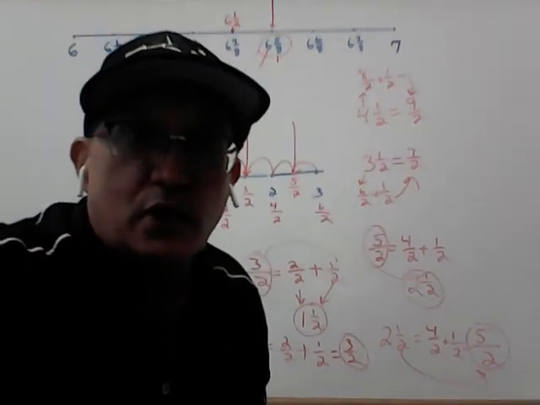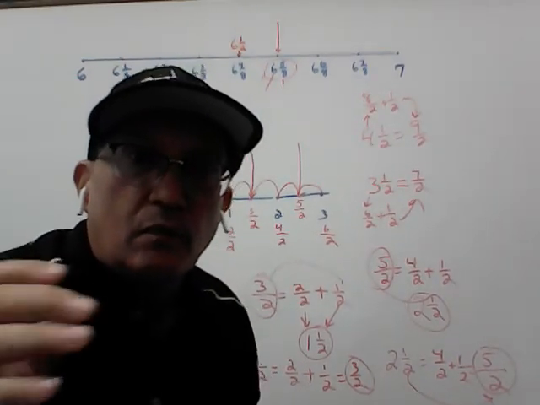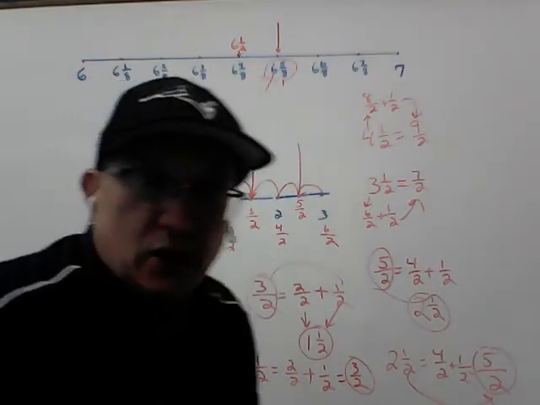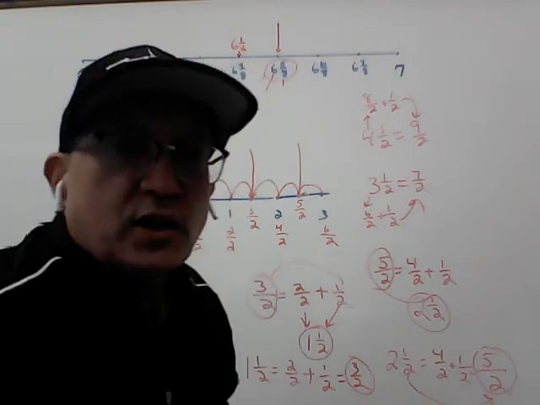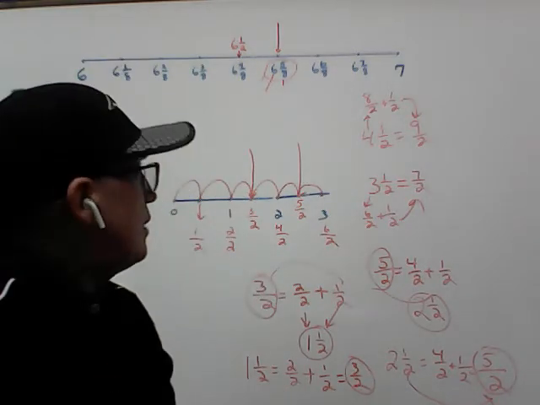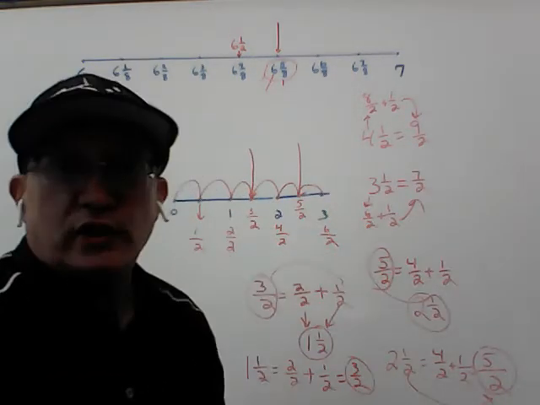Before we go on to another example or two, I have to make this point. We talked earlier about why something like 9 halves is called improper.